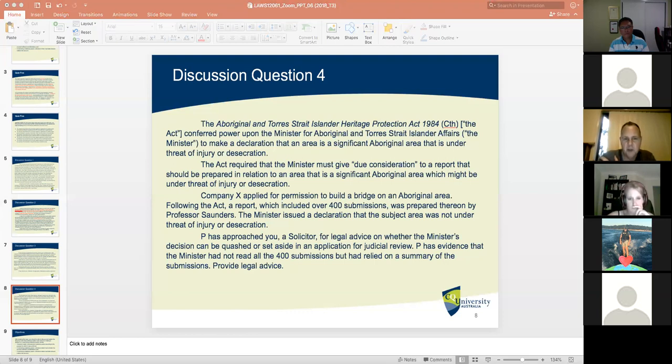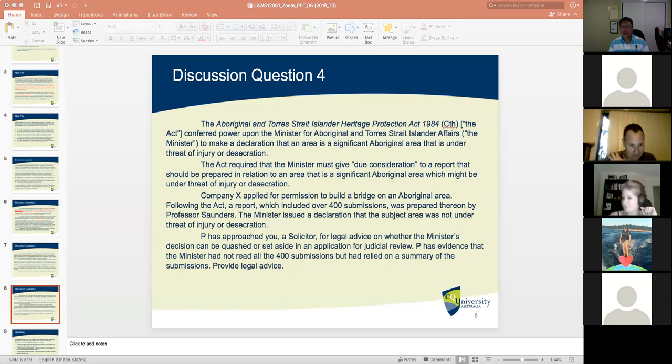P has approached you, a solicitor, for legal advice whether the Minister's decision can be quashed or set aside on an application for judicial review. P has evidence that the Minister has not read all 400 submissions, but has relied on a summary of submissions. Provide legal advice.